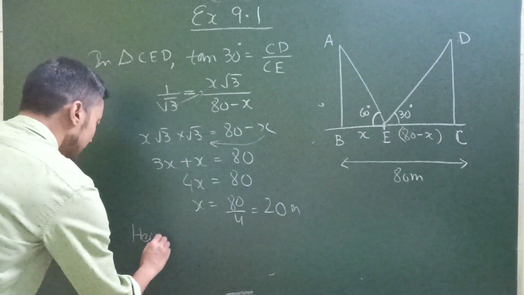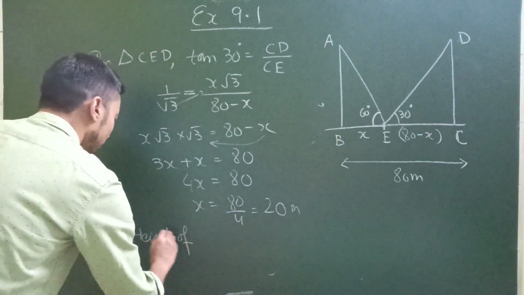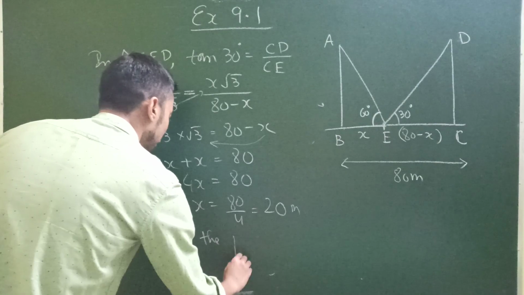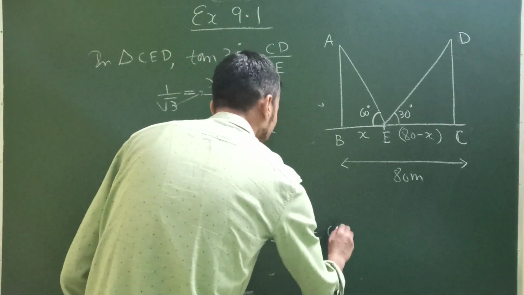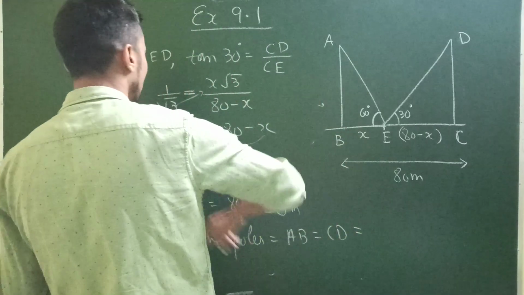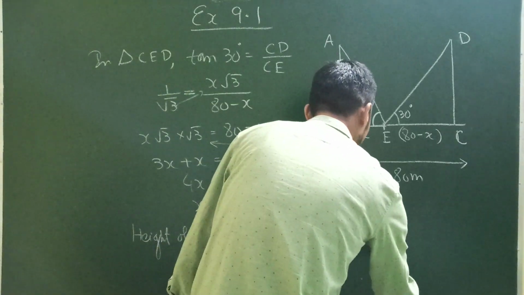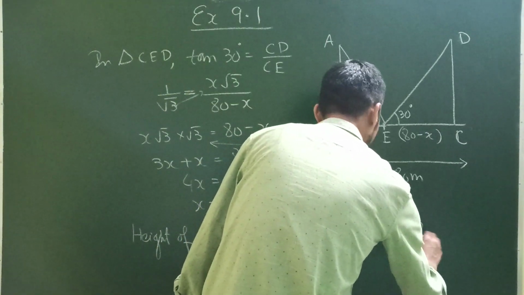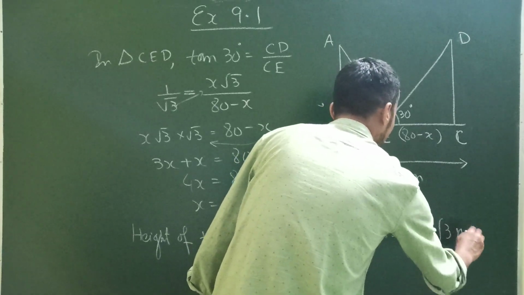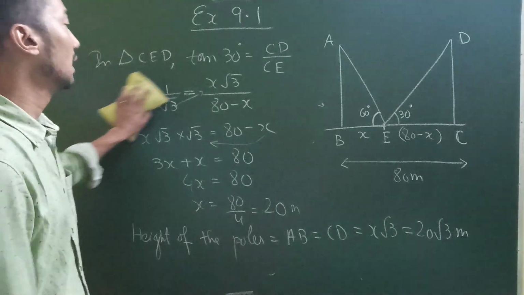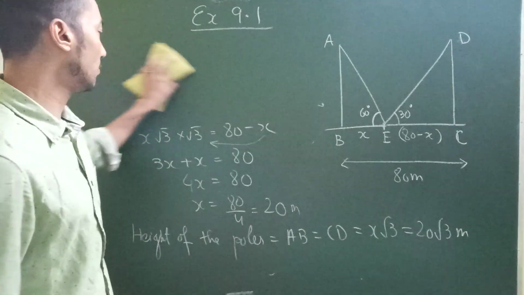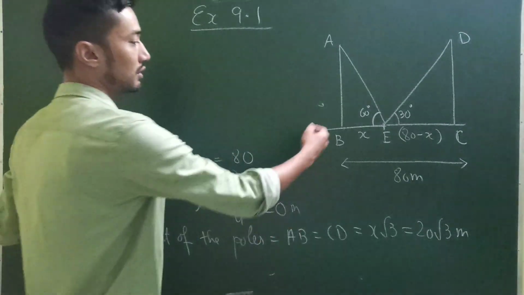So the height of the poles, which is AB, which is also equal to CD, was equal to how much? It was x root 3. So what is x here? 20. So it's going to be 20 root 3 meters. Simple solution. Also they are asking us how far the point is from each of the poles.